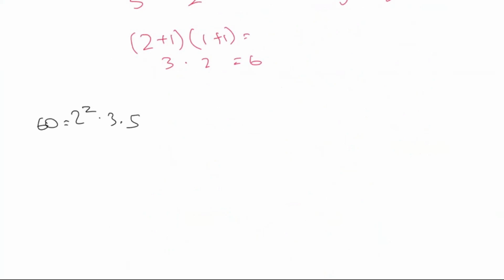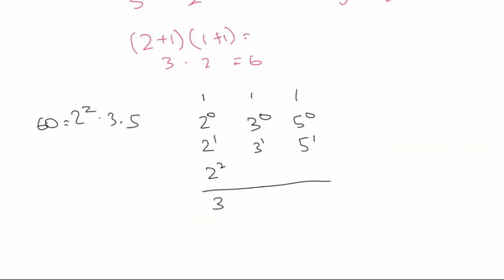Then what we would do is you can think about it as listing out the groups again. So 2 to the power 0, 2 to the power 1, 2 to the power 2, 3 to the power 0, 3 to the power 1, 5 to the power 0, 5 to the power 1. And now all we're doing is finding all possible combinations. We need to take one from each group. So there's 3 possible choices of taking one from this group, 2 possible choices from this group, and 2 possible choices from this group. So 3 times 2 times 2, that is 12. And again, all we did was add 1 to each of the exponents, and then multiply those together.